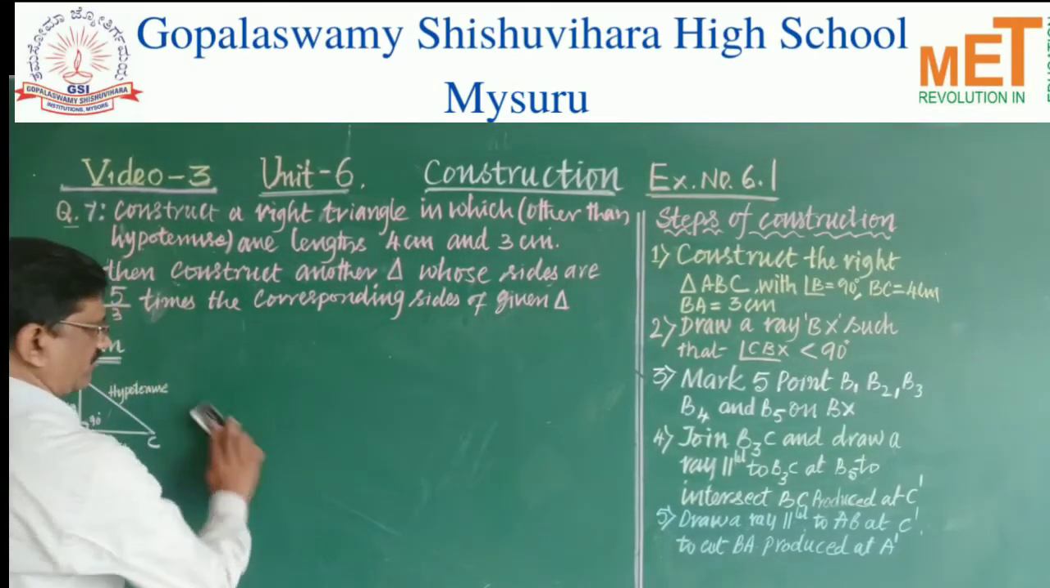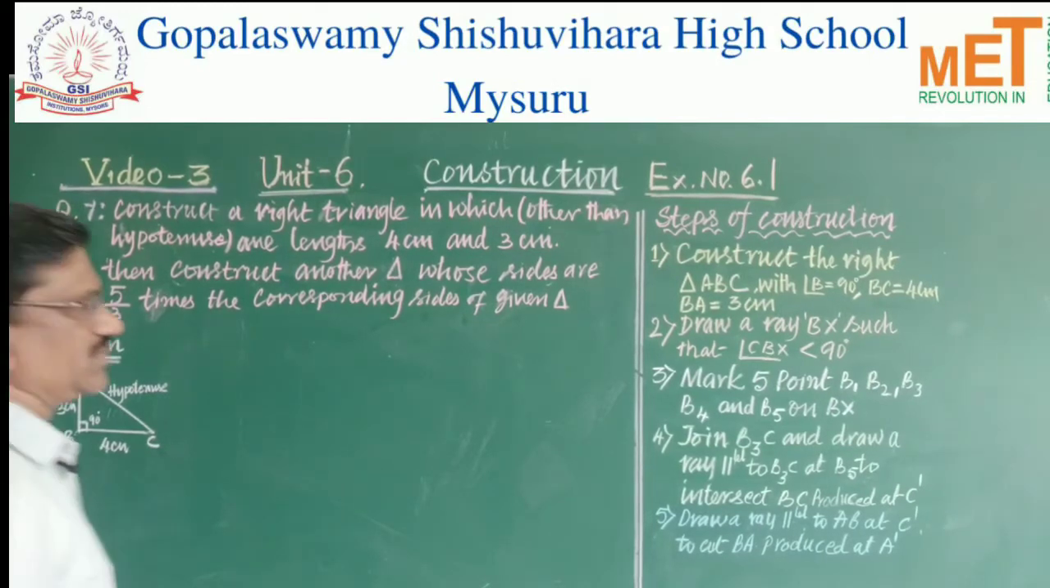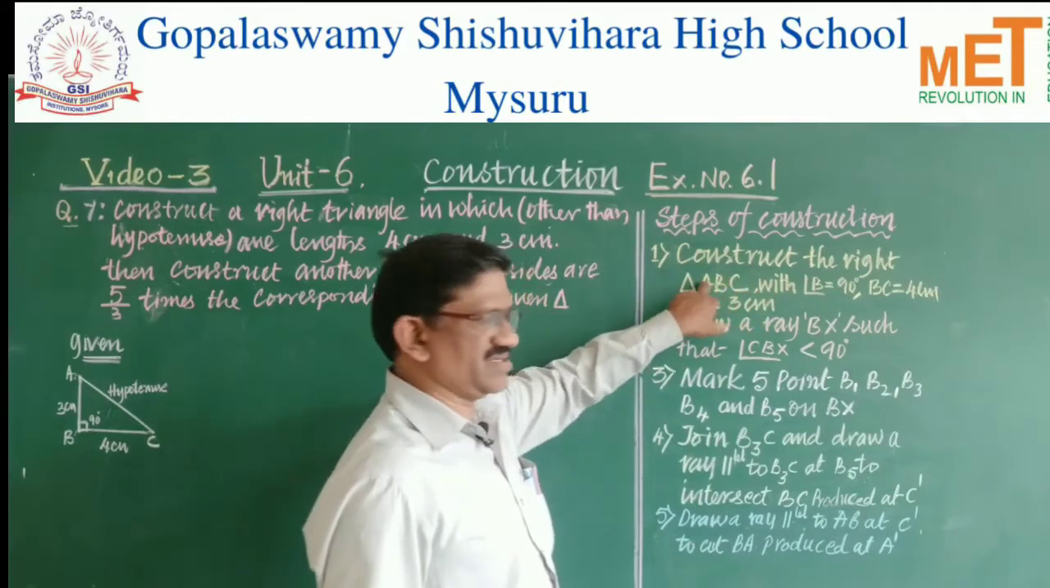So here I have drawn a rough figure, children. In this I have taken vertex B of the triangle ABC as 90 degree, and other than the hypotenuse are BC and AB. BC I have taken 4 centimeter and AB is equal to 3 centimeter. Children, what we have to do now? You have to construct a triangle according to these measurements.